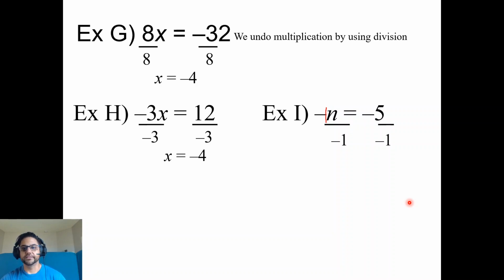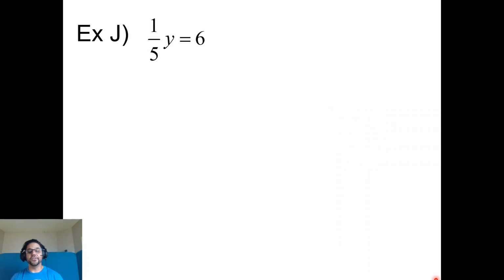All right, moving on. Oh, I forgot to say the answer. N equals 5. If you were to check it again, it would be -1 times 5 equals -5. And -5 equals -5.